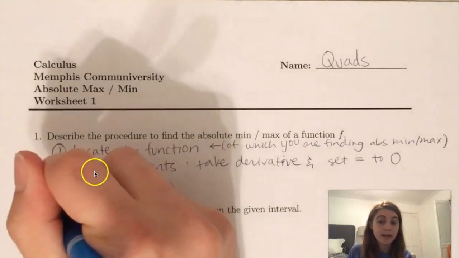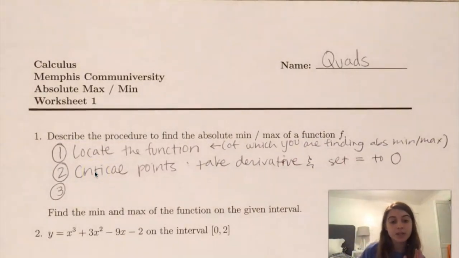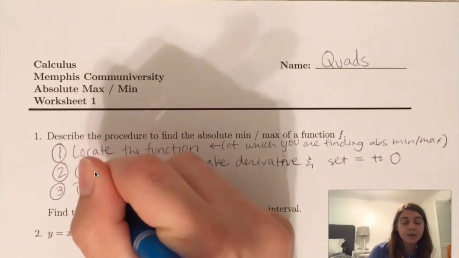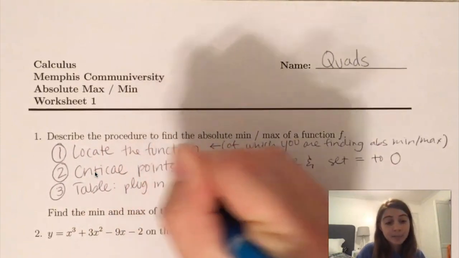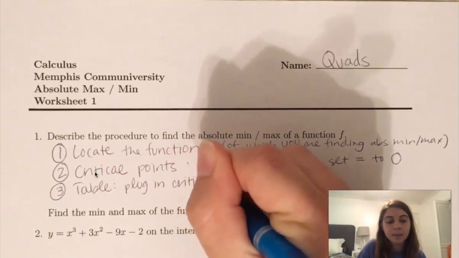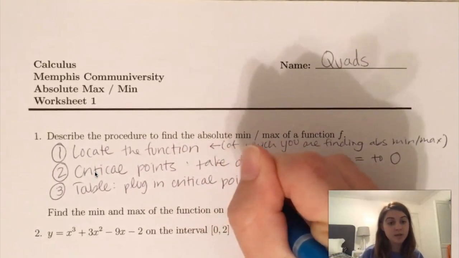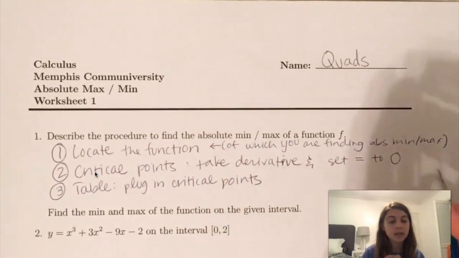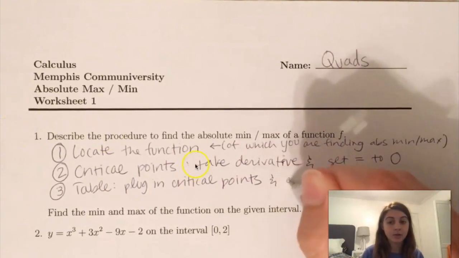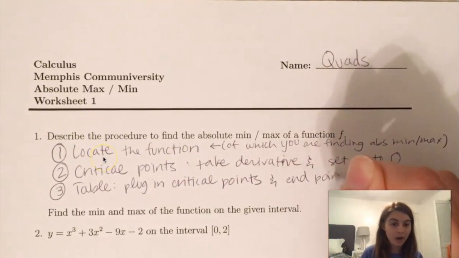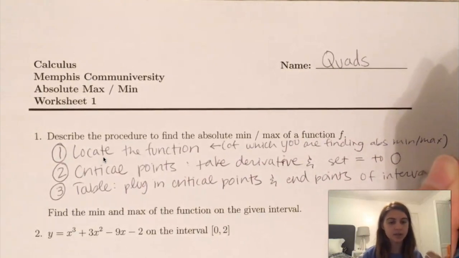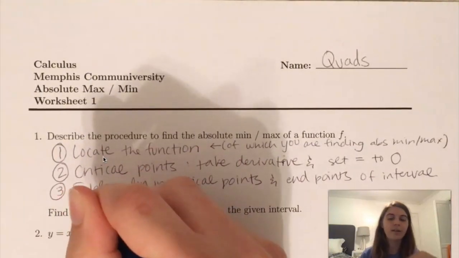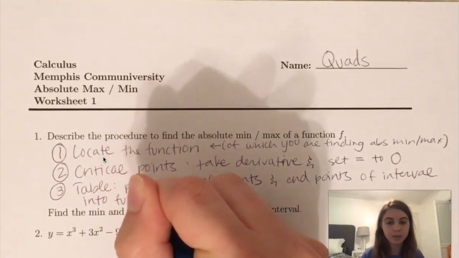But yes, now we're on to step 3, which is the table. So you're going to make a table with these critical points and your endpoints, and then you're going to plug in those x values, those critical points and endpoints, into this function that you've located. And then you're going to get the y values, and those y values are going to be your maximums and minimums. And so from those y values, you figure out what's the absolute maximum, what's the absolute minimum.